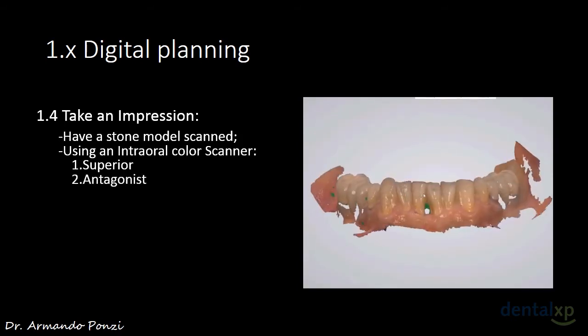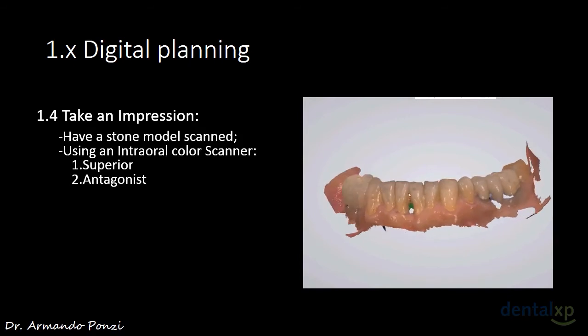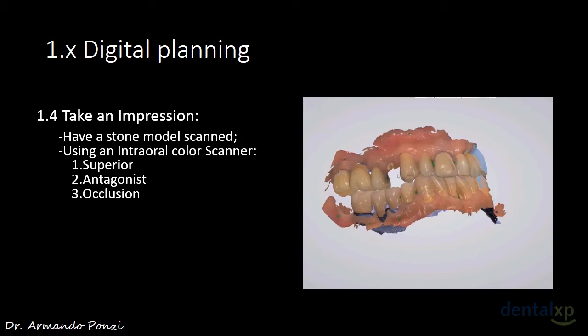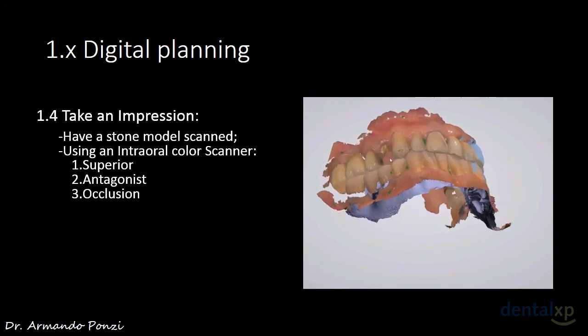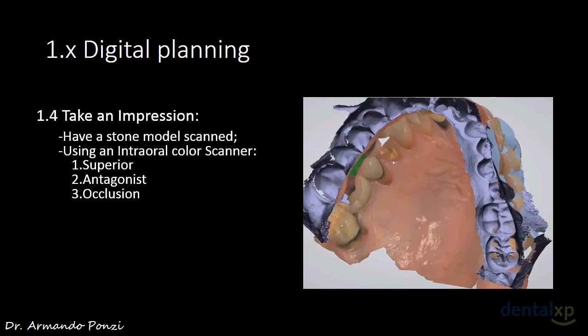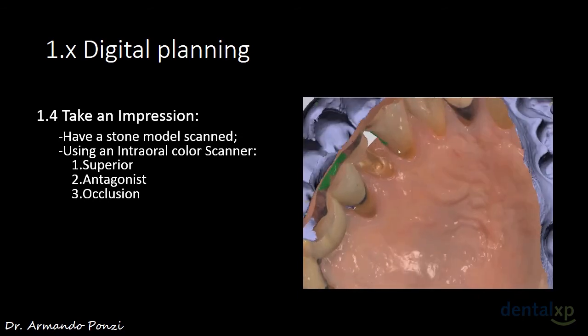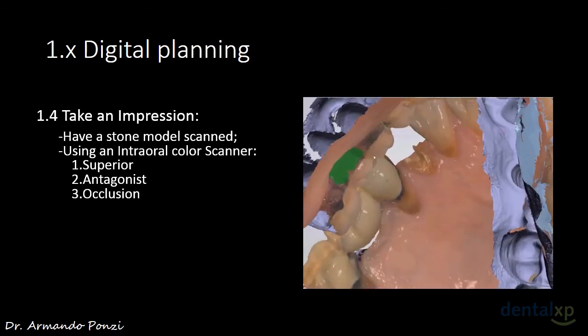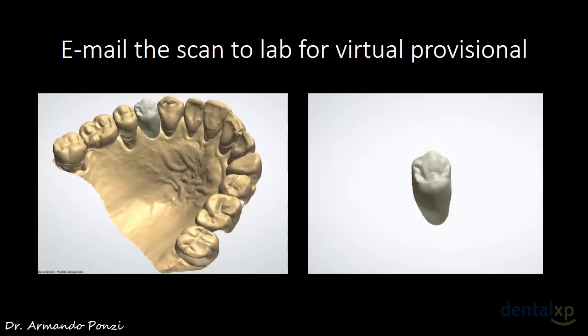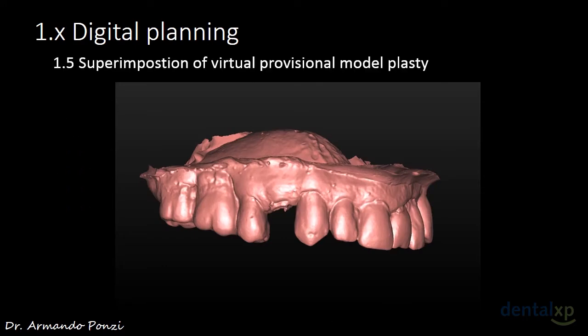We see now the antagonist, and again we can turn it around in space and check for all details. And the occlusion is taken directly from the patient's mouth, and probably it is more reliable than the traditional one. The file was sent to the lab for the virtual provisional, and you see here the lab work about the virtual provisional. And then we had a digital planning.